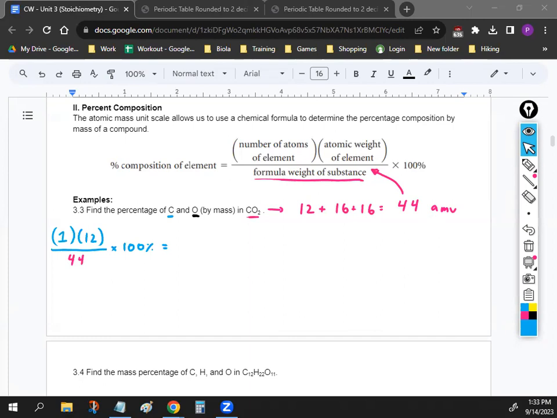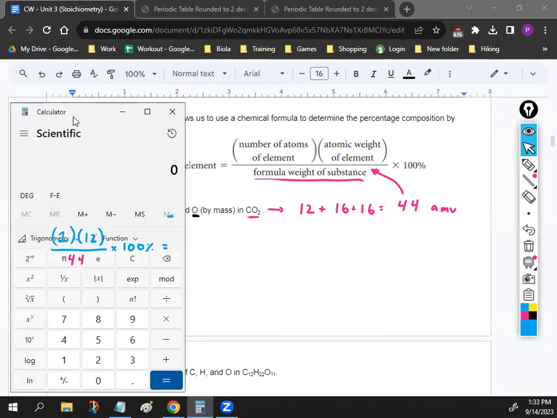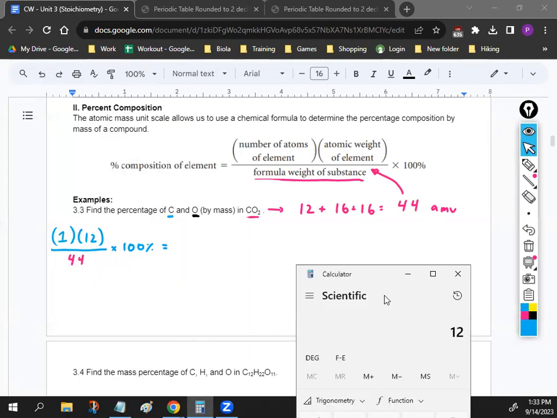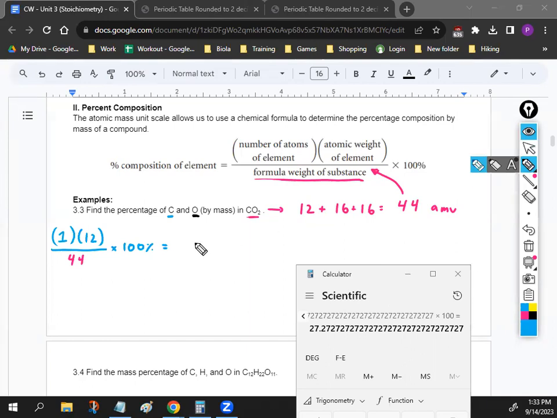So we can punch this into our calculator and then we'll be all done with that. So let's pull out our calculator. 1 times 12 is 12, divided by 44 in the numerator, times 100. And so carbon is going to take up 27.27% by mass. Okay, so if you have a carbon dioxide molecule, so everybody breathe in, breathe out. The CO2 you breathed out, 27% of that was carbon. Okay. I know, riveting.